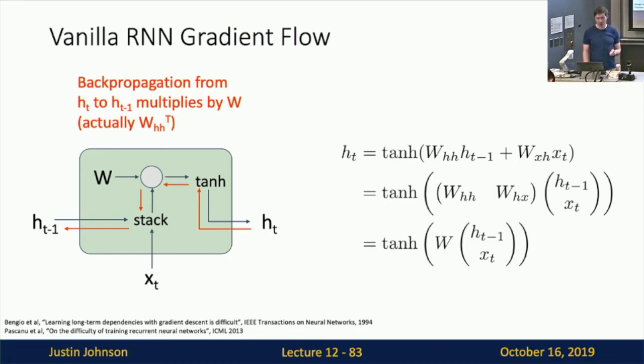But another big problem that happens when backpropagating through this recurrent neural network is that when we backpropagate through this matrix multiply stage, it's going to cause us to multiply by the transpose of the weight matrix. Right? Because when you backpropagate through a matrix multiplication, you're going to multiply by the transpose of that weight matrix.